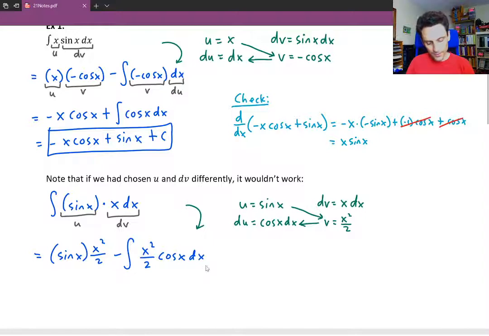But this new integral seems like it's harder to do than the original one. I mean, we went from an x sine x to now an x squared cosine x. So doing integration by parts here gave us an integral that was harder to do. It made it worse. It changed the exponent of the x from 1 to 2. So this way of using integration by parts just didn't work out very well. The choice of u as x was better than letting u equal sine x.